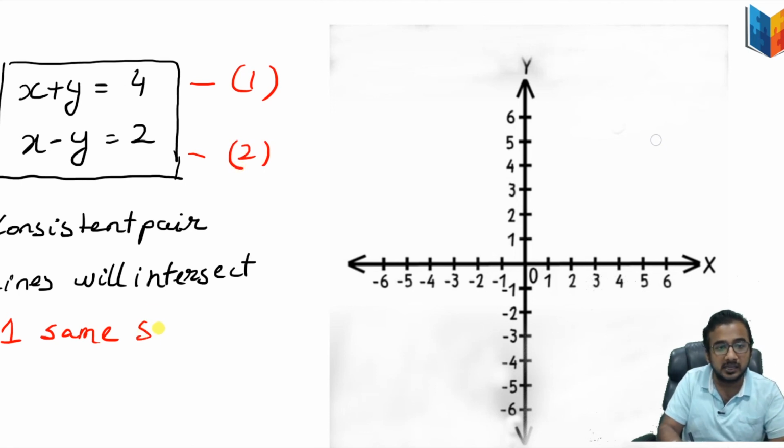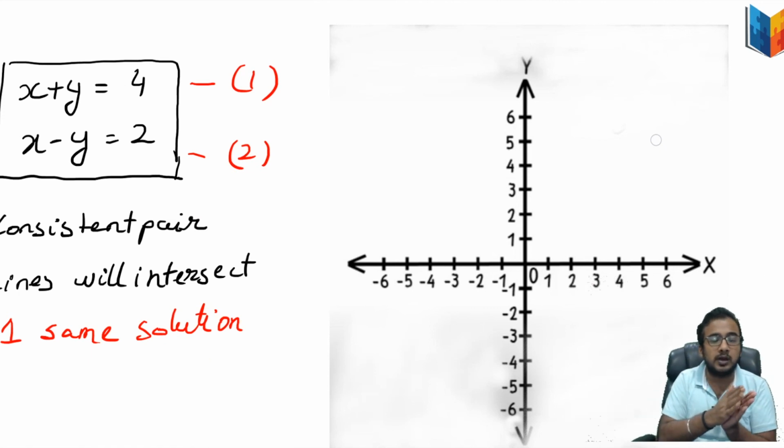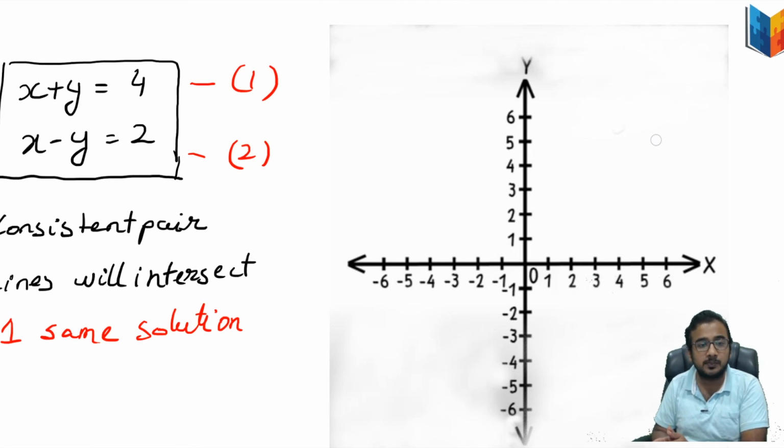So one same solution. Your task, students, is to tell me why this is a consistent pair, though I have already told you. But try to represent them as lines. You can send it to me through the comment box, and it will be very helpful for you to understand. Try in your own way every day.